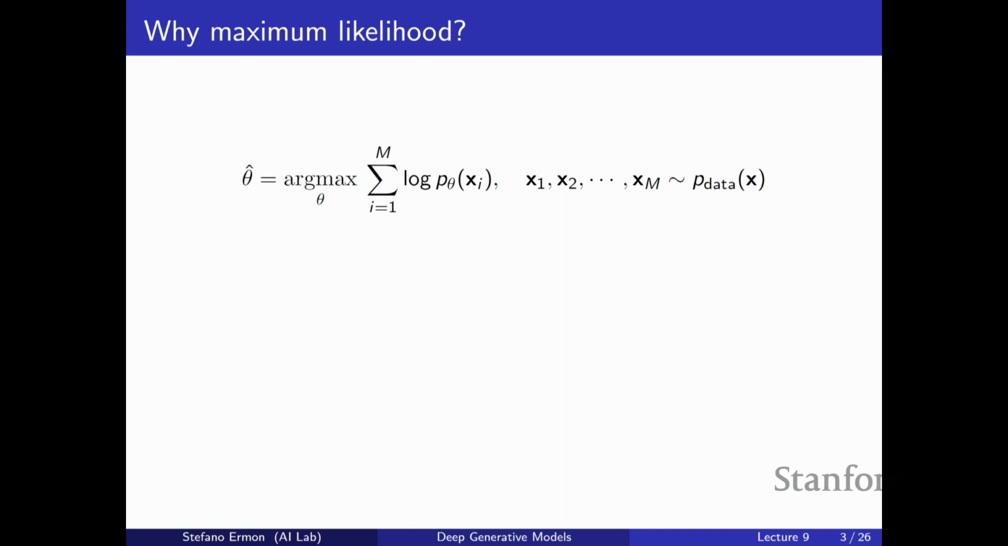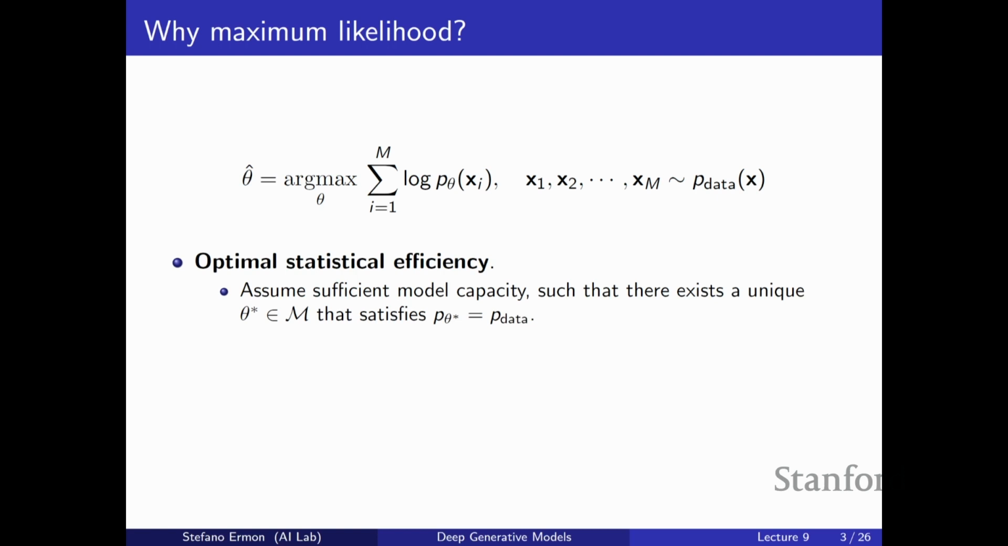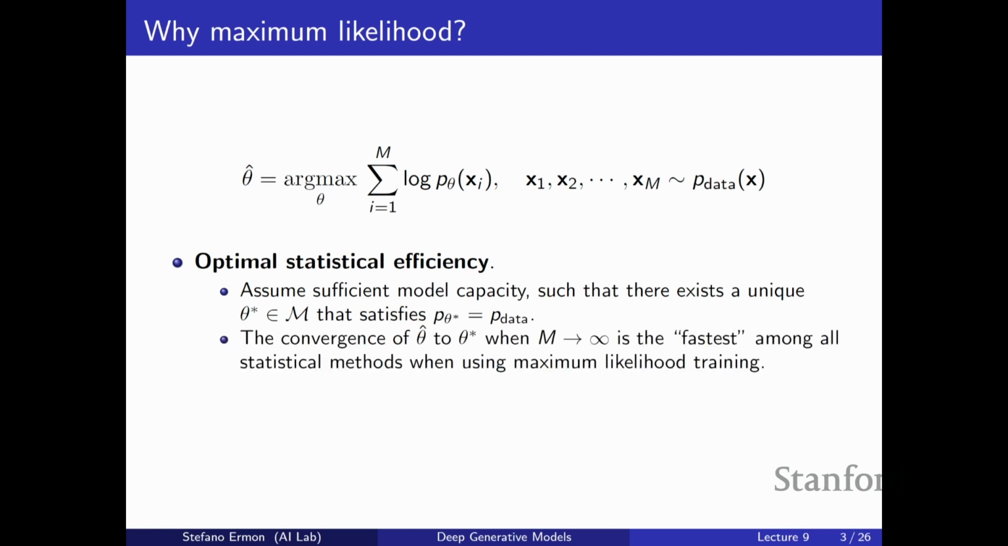And there are good reasons for choosing this kind of learning objective. In particular, it can be shown that this is optimal in a certain sense. What I mean is that under some assumptions, which are not necessarily true in practice, but under an ideal setting where you have a sufficiently powerful model and there is some kind of identifiability condition, not super important, but under some technical conditions, you can prove that estimating the parameters of the model by maximizing likelihood, by solving this particular optimization problem, is the most efficient way of using the data.